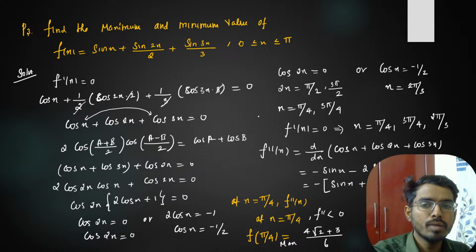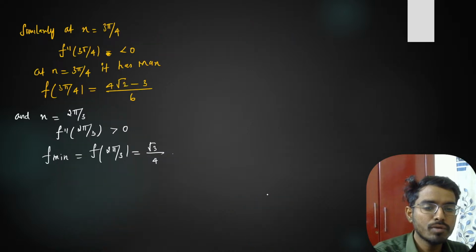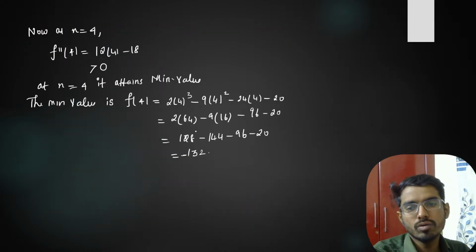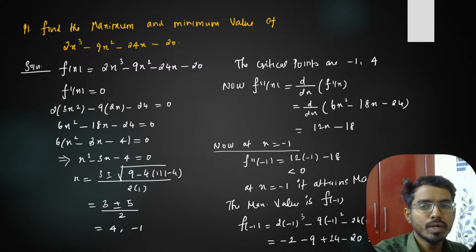So find the maximum value, minimum value. So there are two maximum values. One is (4 root 2 plus 3)/6 in some neighborhood. (4 root 2 minus 3)/6 is also a maximum value in some neighborhood. And root 3 by 4 is the minimum value for this. So is this problem clear for everyone?